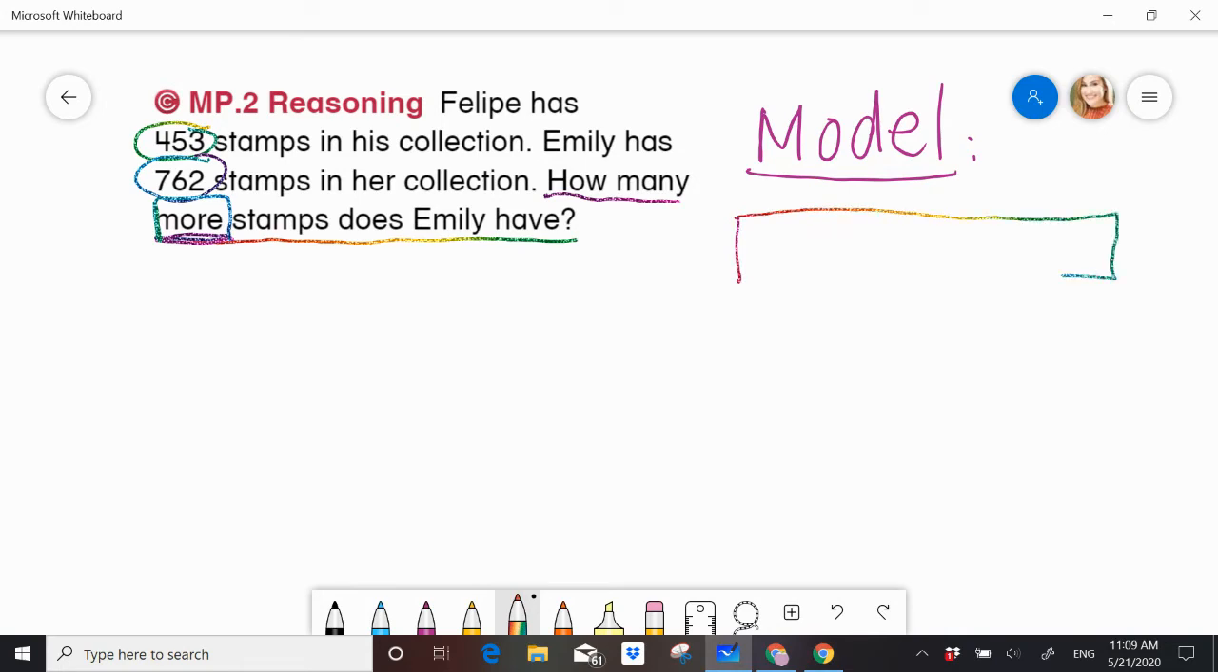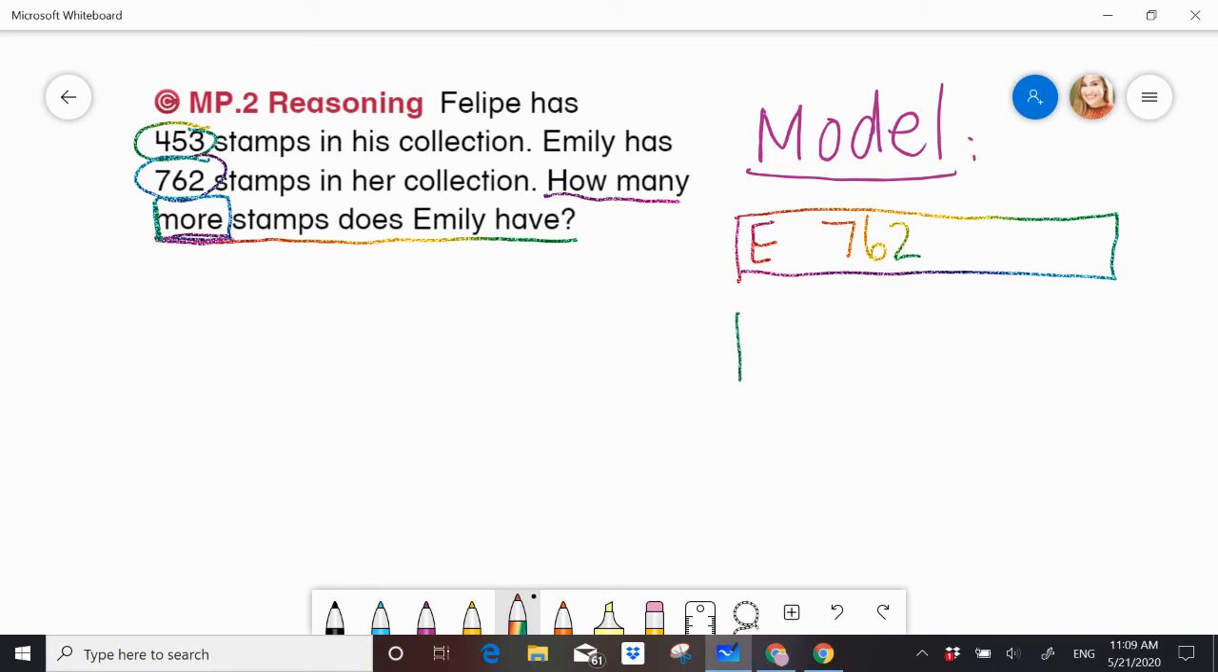So I'm just going to draw a bar, and I'm going to put an E in it for Emily, and I'm going to put the number of stamps that she has. So she has 762 stamps. Okay, cool. Then I know Philippe has 453 stamps. That's less than 762. So I'm going to draw a bar for Philippe, but I'm going to have to make sure it looks less or littler than Emily's bar.